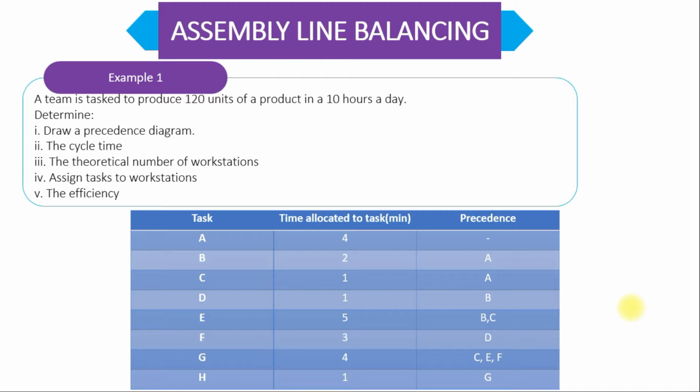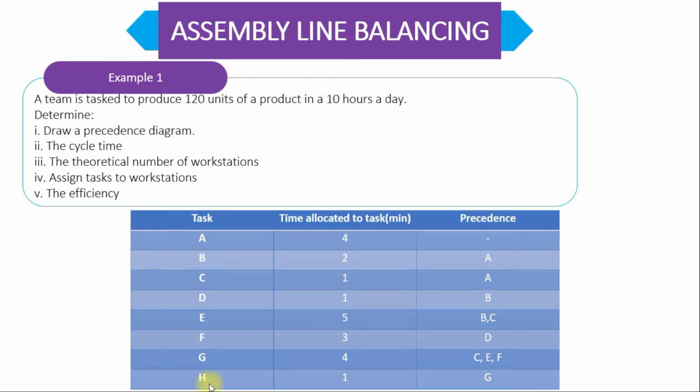Alright, so we have our first example of an assembly line balancing problem over here. Given to us in this question, a team has been given a task to produce 120 units, and they have been given a total production time per day of 10 hours. Then we can see the tasks that they are to perform to produce any of the units.